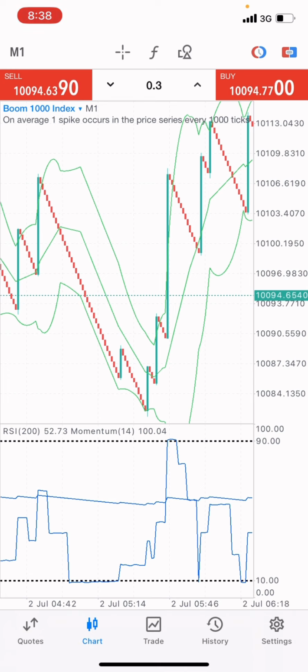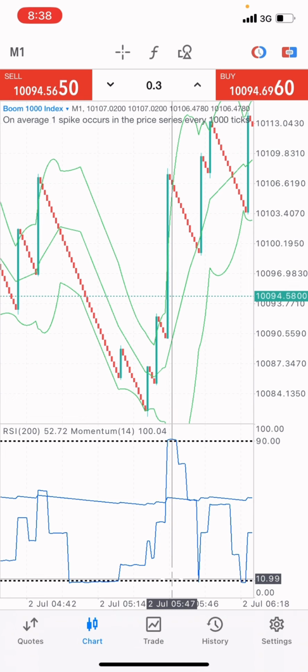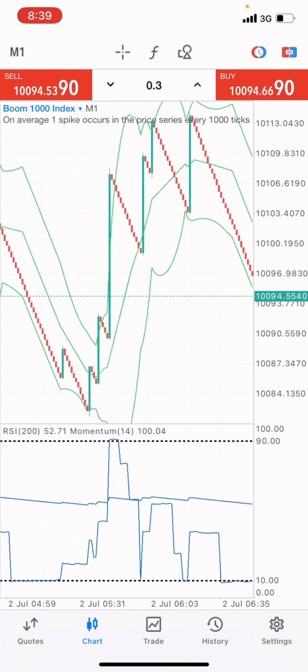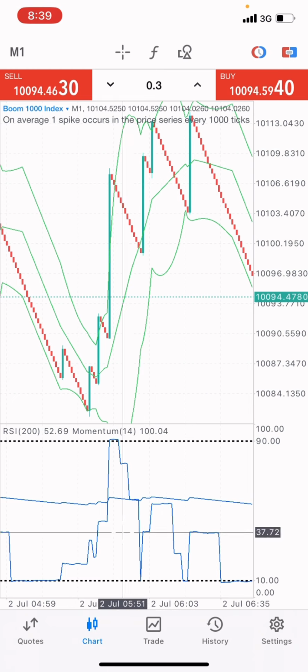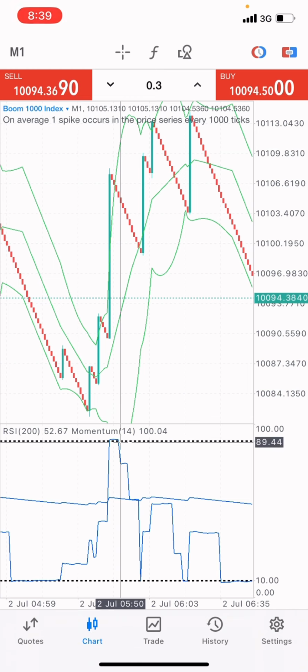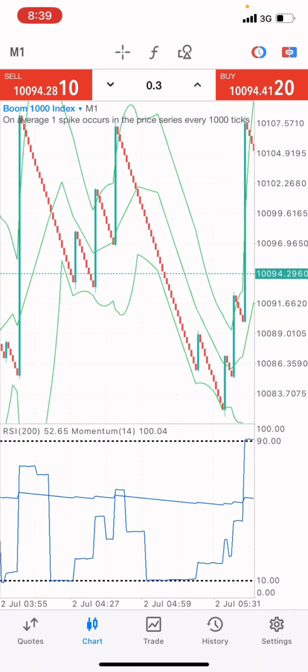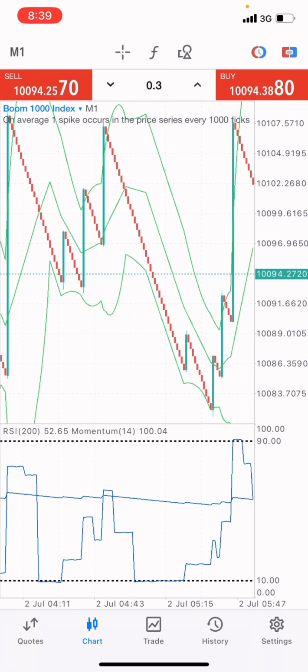Now when the momentum reaches level 90, at this point it's not going to be the level 10 anymore. For Boom, it's not going to be the level 10. When it reaches level 90, you take 5 candles. And when the trend of the Bollinger Bands goes down, that's when you want to buy the market. And when it's going up, that is when it's going to spike.